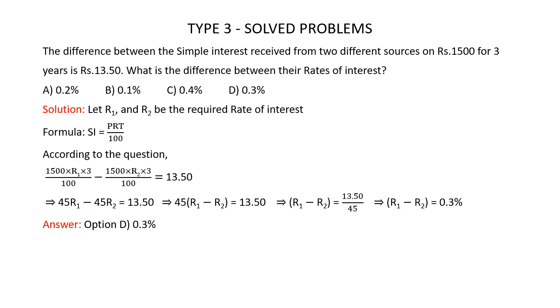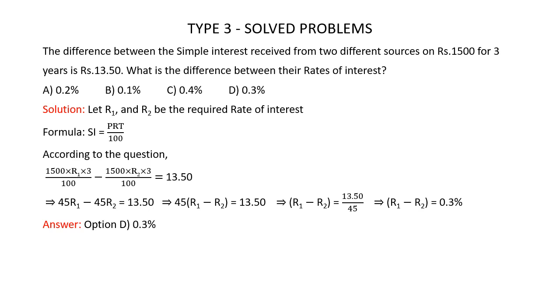Now, as per this question, we can understand that the principal and the time for both the sources is the same. So, the difference in the simple interest is because the rate of interest is different for the two different sources. Now, here we are asked to find the difference between the rates of interest of the two sources. So, let's assume that R1 and R2 are the rates of interest of the first and the second source.